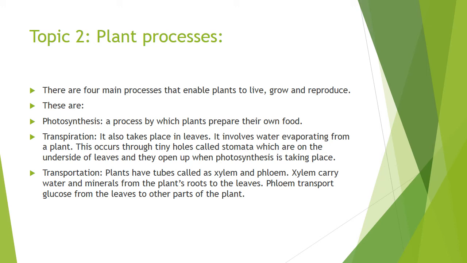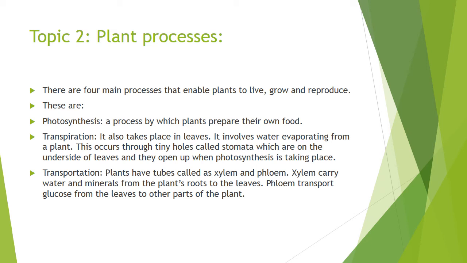इन tiny holes को क्या कहा जाता है? Stomata. Now where are these stomata present? They are present on the underside of the leaf. Leaf के अंदर ये present होते हैं stomata. Small holes होते हैं. अब इन small holes के जरिए क्या होती है? Evaporation. इन small holes को क्या कहा जाता है? Stomata. And they open up when photosynthesis is taking place. ये stomata तब खुलते हैं जब photosynthesis का process हो रहा होता है.